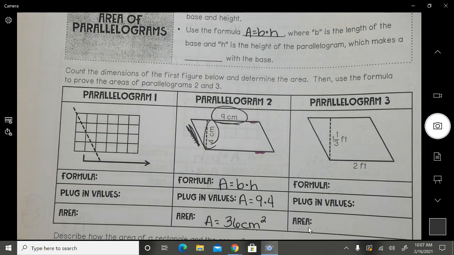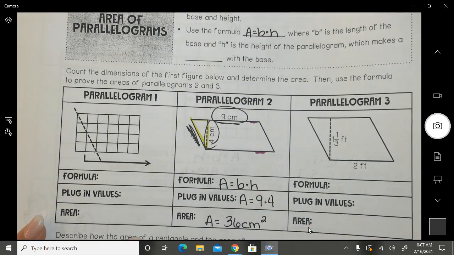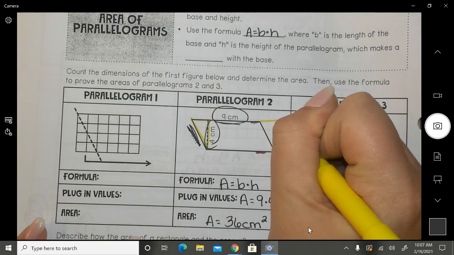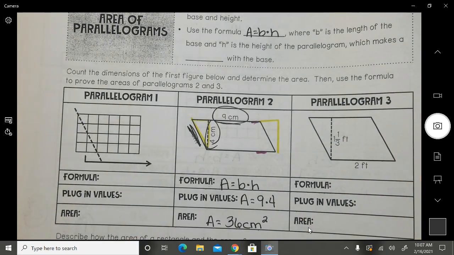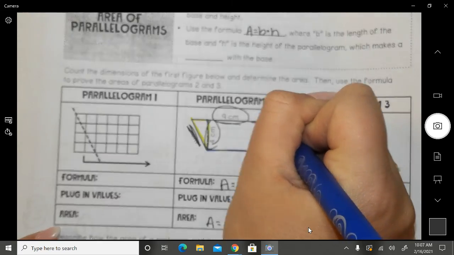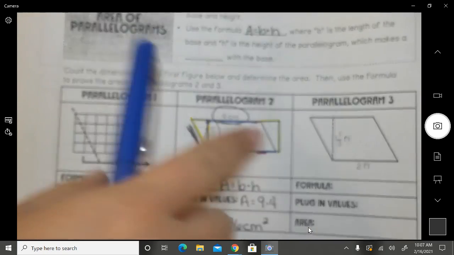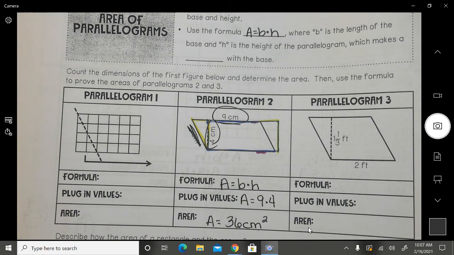All right, I'm going to show you real quick why this works. If I took this piece right here, and I cut it off, and I split it over and moved it right here, guess what I now have? I now have a rectangle. Do y'all see that? So I can make this parallelogram into a rectangle. So did I add any space? Did I take away any space? No, I just moved it over, right? That's why we have the same area.